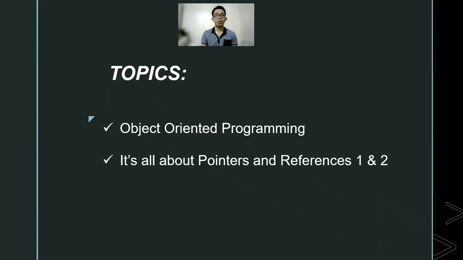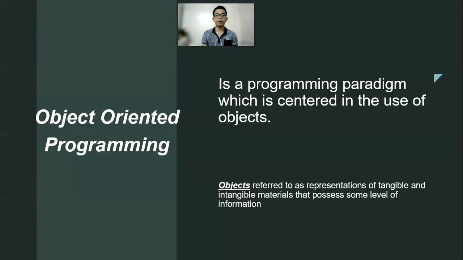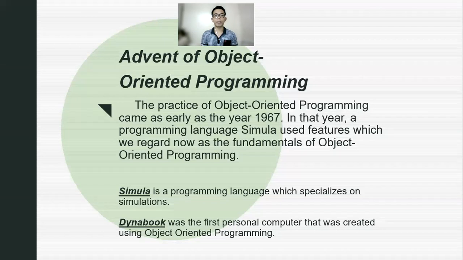So for the first slide, we have object-oriented programming. It says here that it is a programming paradigm which is centered on the use of objects. Objects refer to representations of tangible and intangible materials that possess some level of information. These objects can be anything from day-to-day materials that we are using for classification. The only thing that limits them is the information that they should possess for us to implement afterwards through programming.